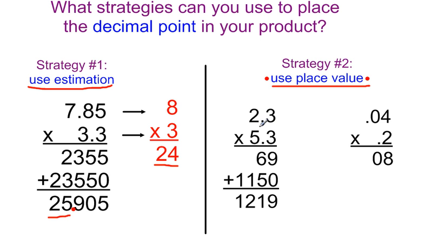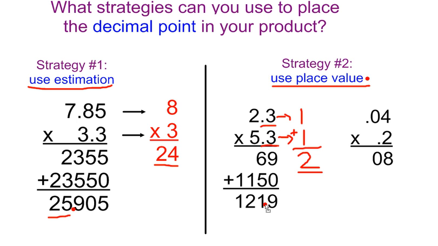How many place values do you see behind the decimal point here? I see one decimal place value. How many decimal place values do you see behind this decimal point? I see one decimal place value. Now add up all your decimal place values. If I have one decimal place value here and another decimal place value, I have two in total. So I need two decimal places in my product. Where can I place that decimal point?